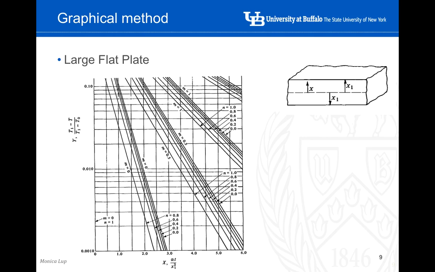Depending on the geometry, we have different charts, but they look very similar. In all these charts, you have y, which depends on the temperature, and x, which depends on time. So there is a relationship between temperature and time. Then, depending on the parameters m and n, there are different lines here.